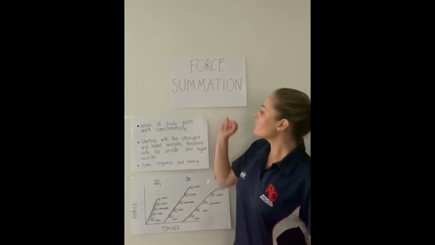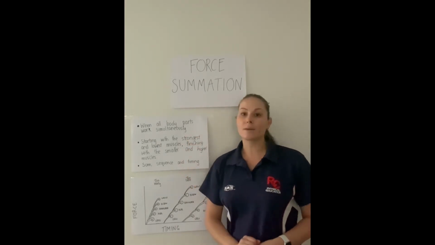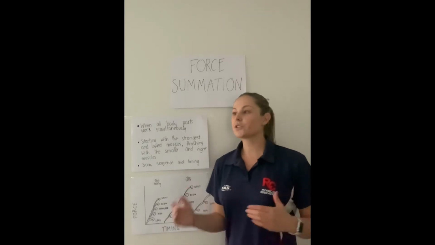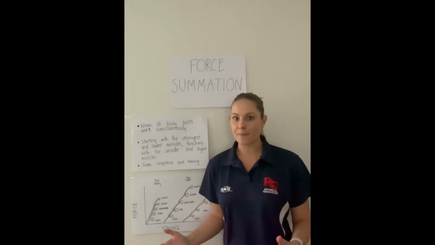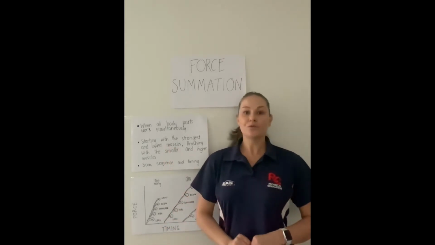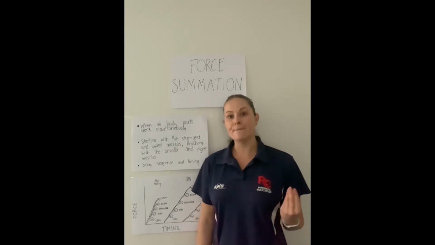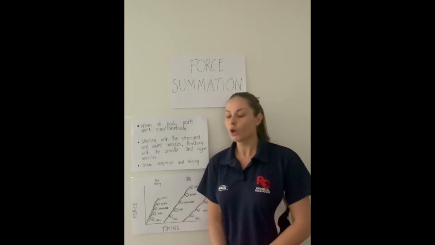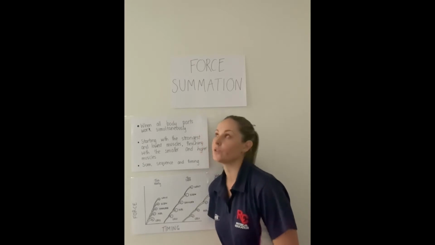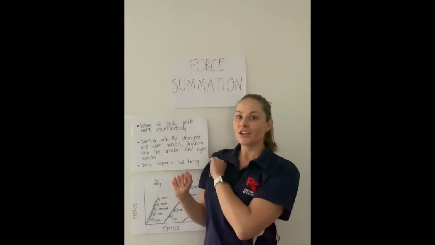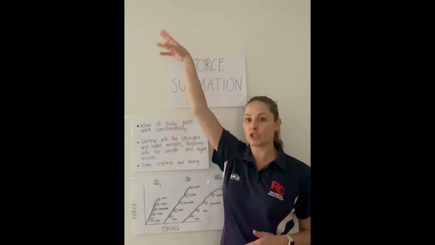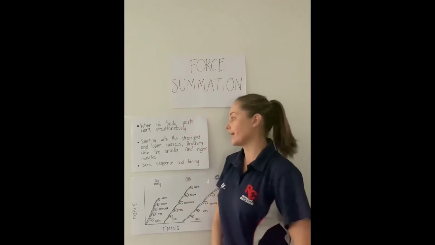So if we remember, force summation is when all body parts work simultaneously. So simultaneously means working together, okay? So with force summation, in order to generate maximum force, which is what we want, we start with our lowest muscles and finish with our highest. That's our strongest to smallest, so starting with our legs, finishing in our arm.